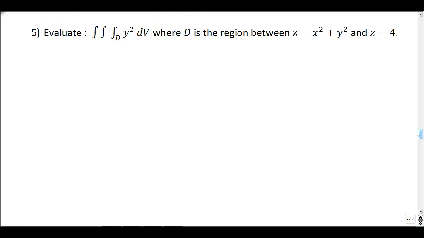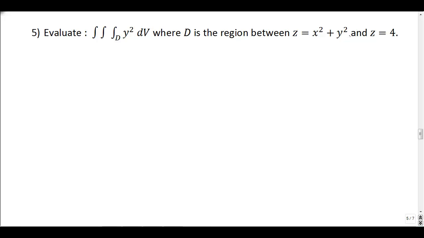Okay, here we've got another triple integral. And we're integrating y squared, where D is the region between z equals x squared plus y squared and z equals 4. So this one, I've got sort of x, y, and z all tied together, so I can't sort of do that cylinder trick here. So I've got to think about what these are.